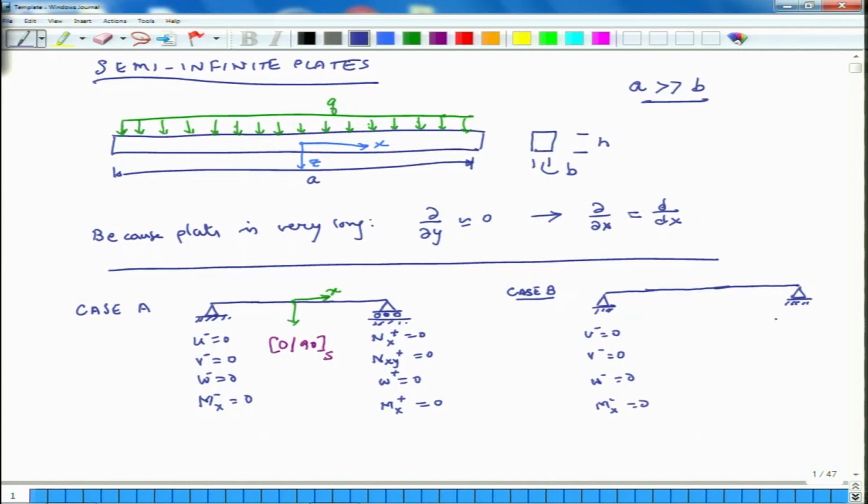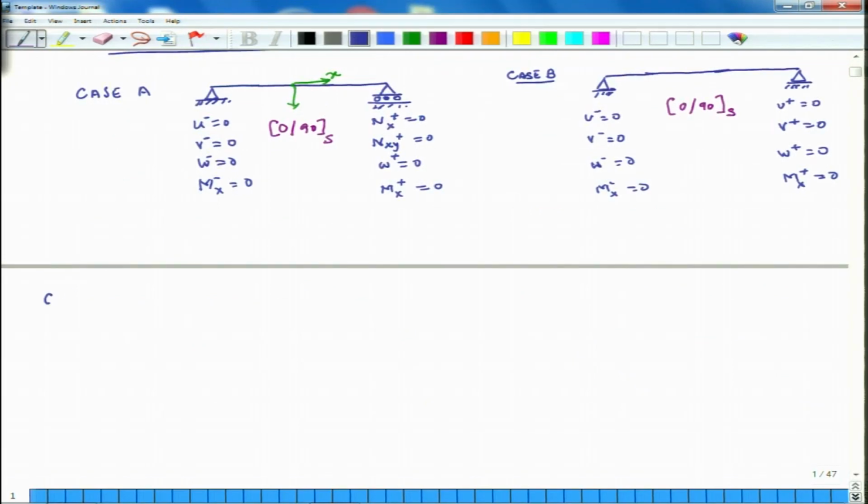And on the positive side, u plus equals 0, v plus equals 0, w plus equals 0 and mx plus equals 0. And the lamination sequence is still the same, 0, 90, symmetric. So, it has 4 layers, 0, 90, 90 and 0. So, that is our case B. Then we will do 2 more cases.